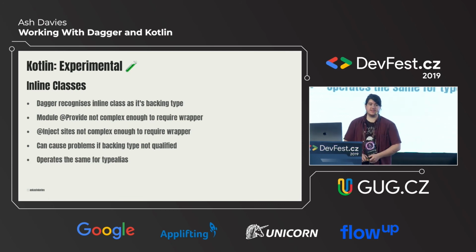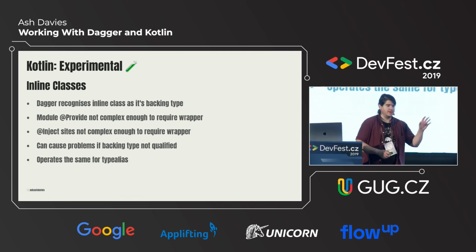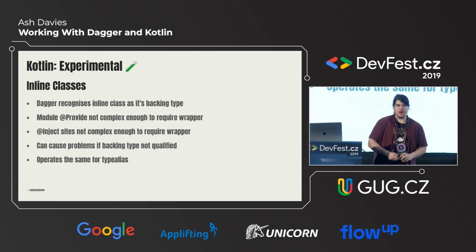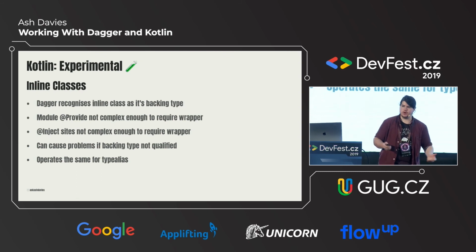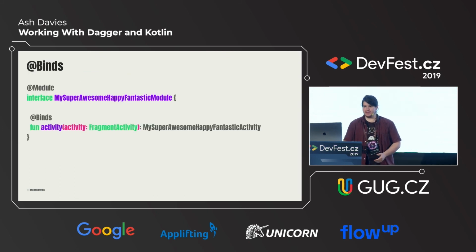Same applies to type alias. Type alias is just you telling the compiler, this is the same thing. You can't really use type aliases in Dagger. Maybe sometime in the future, but not currently.